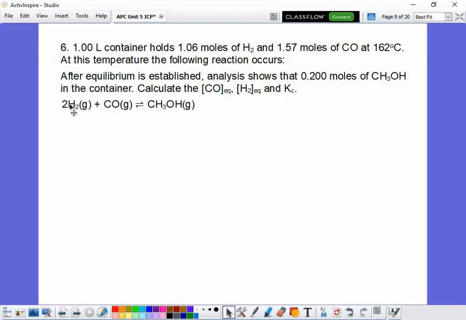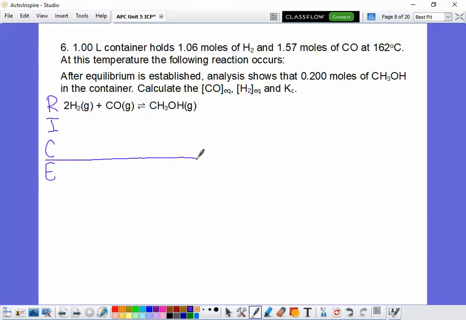I'm cheating for a moment because I don't want to have to rewrite. Sorry, you guys do. I'm not sorry. All right, so I brought that reaction down just so I don't have to rewrite it, and that's going to be my R. So my R of my RICE. So I'm going to set up a little RICE table.